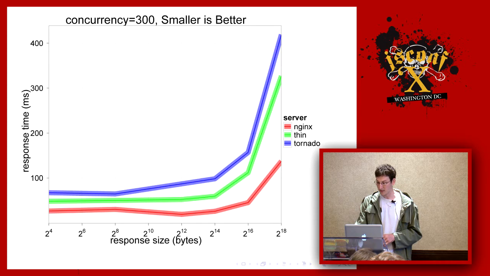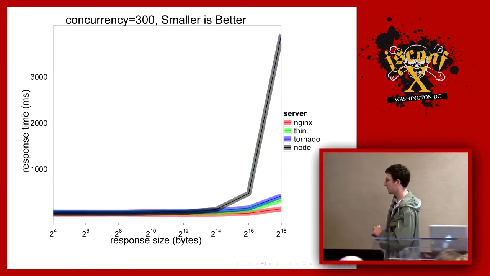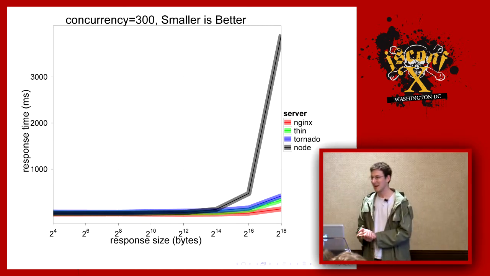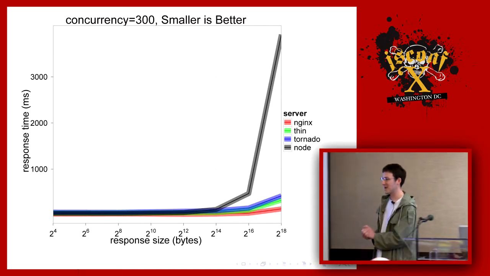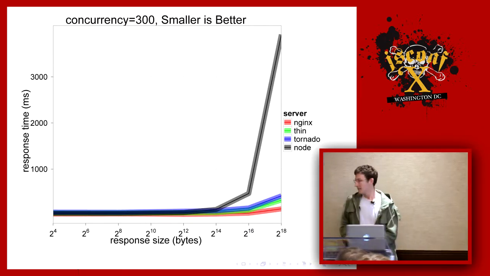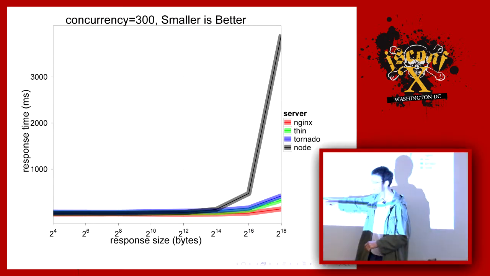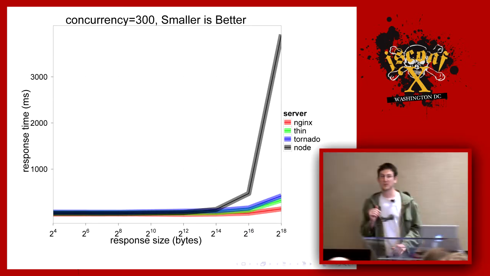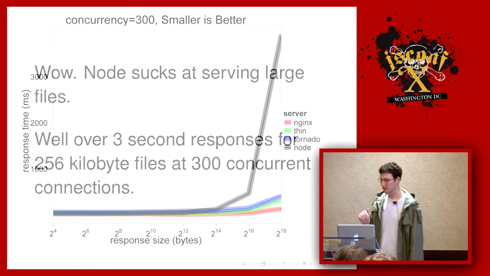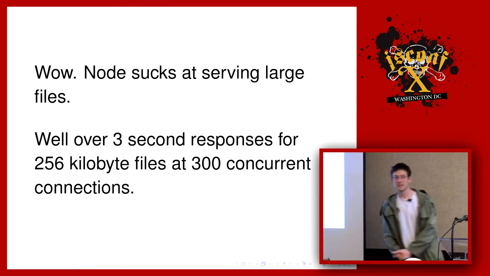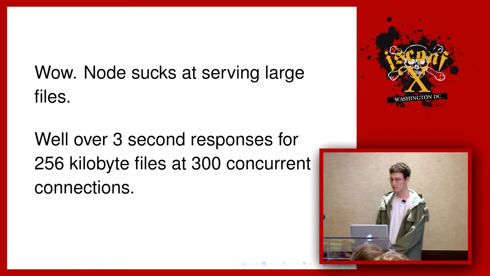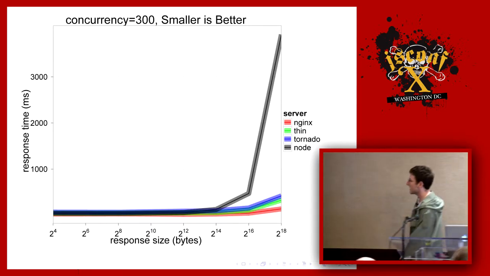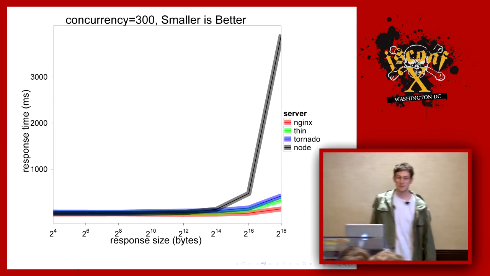So let's add Node into this picture. And I'll let you grasp this for a second. This is not good. That's a bad spike. That's not a good spike. Down here, they look okay. We can't really see, but it's pretty similar. But as we start getting into large response sizes, Node sucks, right? Node really sucks. That was over 3 seconds for a 256 kilobyte response.